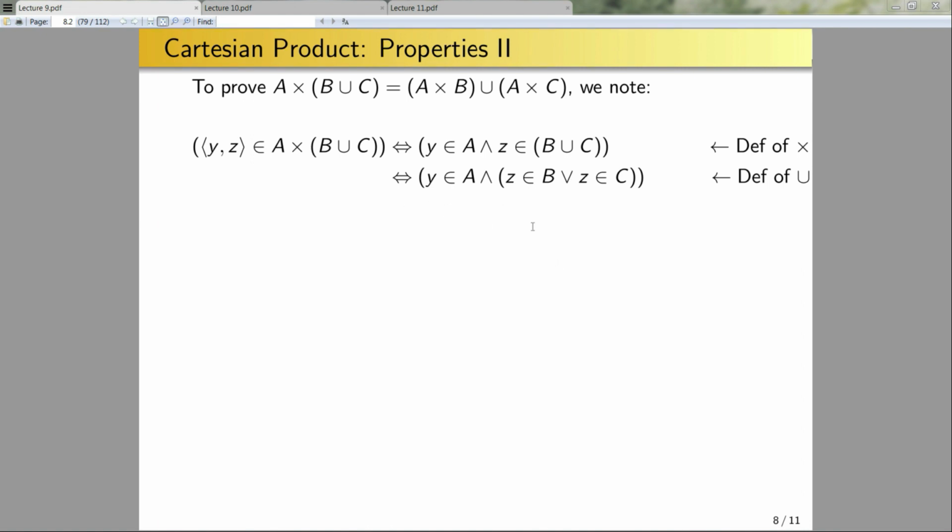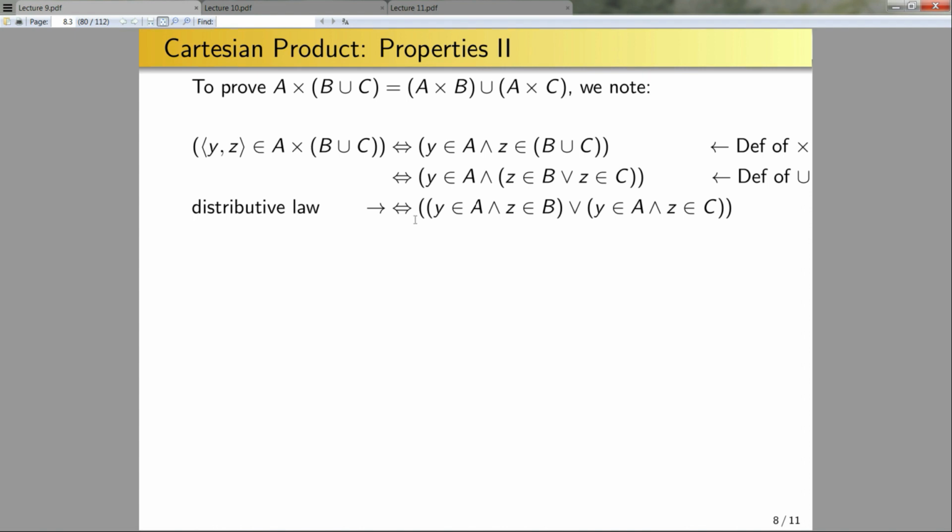So the reason why we might want to do that is ultimately I want to rewrite this as x is in A and z is in B, or y is in A and z is in C. And the distributive law lets me write this in a form that looks a little bit more similar to that. So applying the distributive law, I have that y is an element of A and z is an element of B, or y is an element of A and z is an element of C.